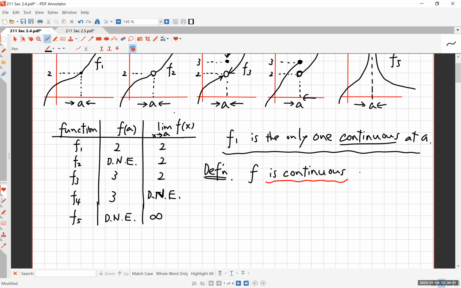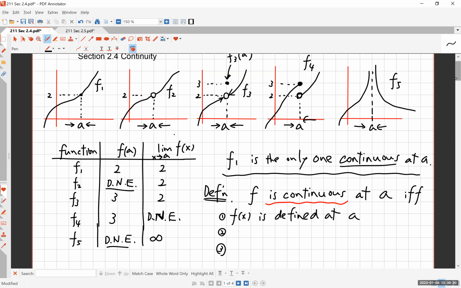And we want to talk about pointwise continuity here. f is continuous at the point a, x equals a, if and only if three conditions are met. Number one, f(x) is defined at a. So that would exclude things like f2 and f5, because those are not defined at f of a.